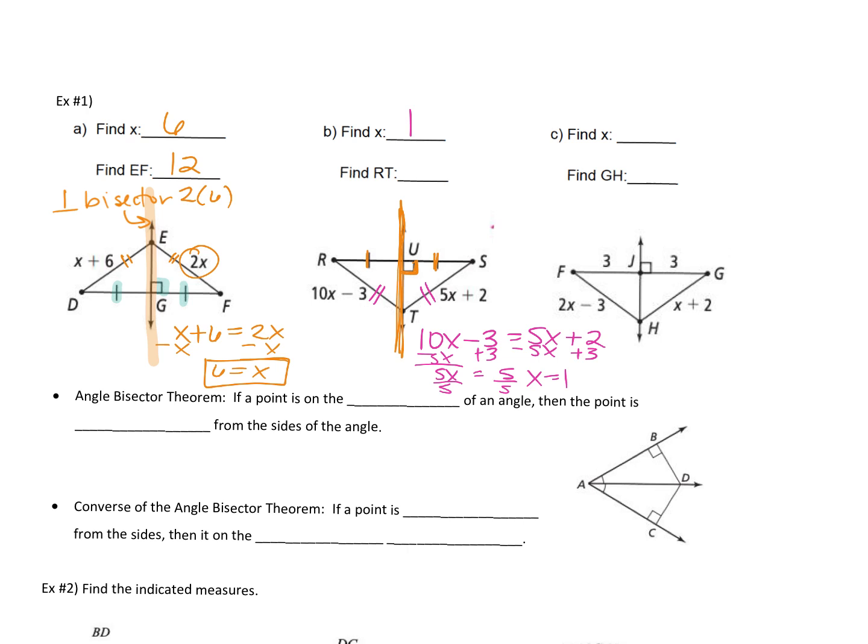Okay, so what is RT? 10 times 1 minus 3, right? You just take the length of RT and you plug in your x value. So 10 minus 3 is 7.